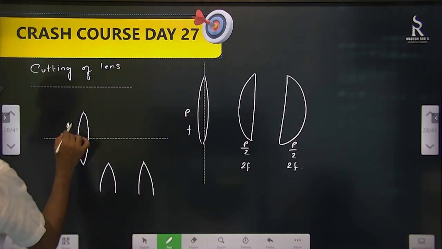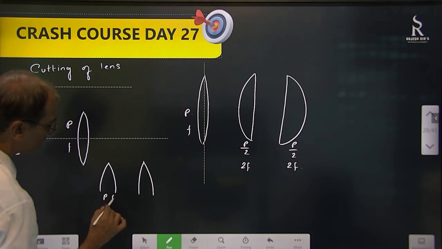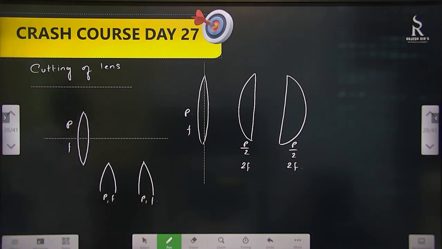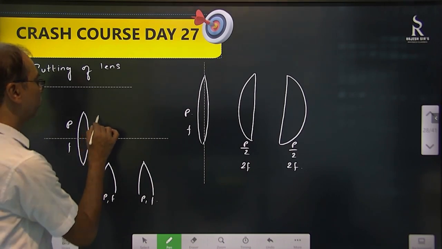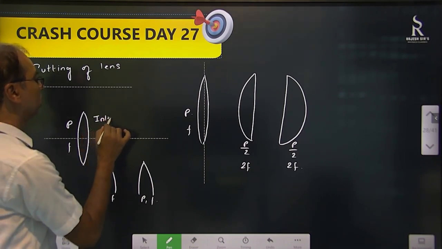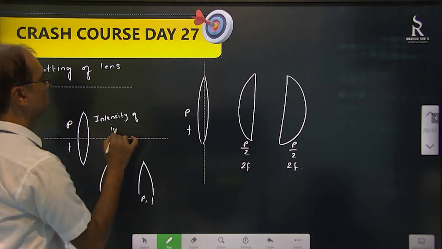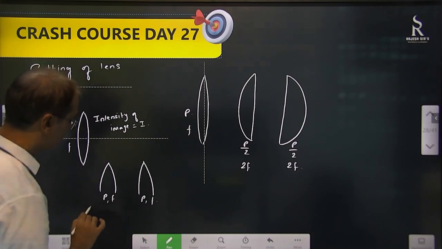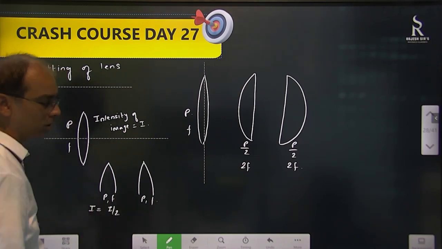So its power is P and focal length is F. Here also power is the same and focal length is the same. No change in power and focal length. Then what has actually changed? Intensity. If the intensity of the image here is I, then here the intensity is going to be I by 2, and here also I by 2.